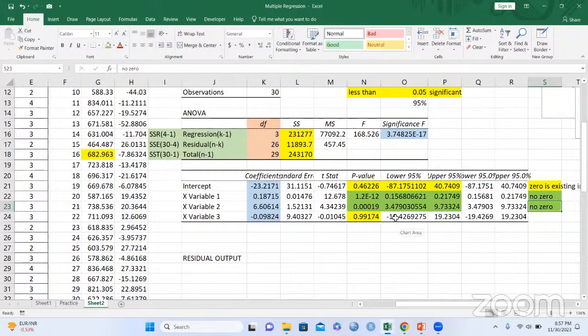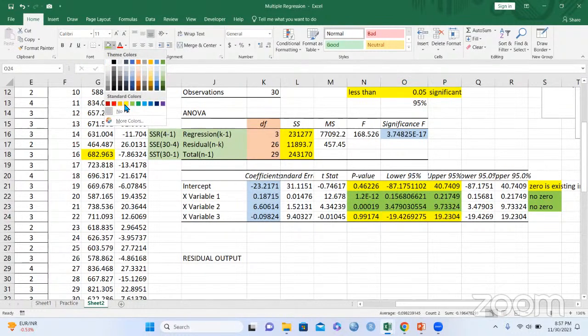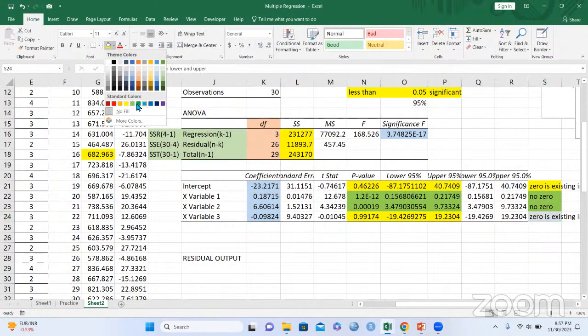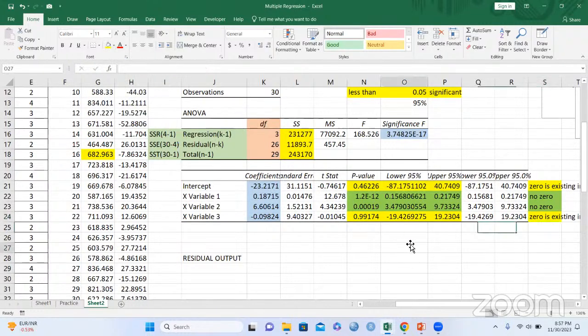The last one, if you see minus 19 to plus 19, is there any zero in between these values? Yes, definitely zero. So that shows that this is not a significant variable. Okay, this is how you can find that. And there are certain instances where you'll be getting both negative values, lower and upper both negative, either both are negative or both are positive. That shows that the variable is a significant variable.